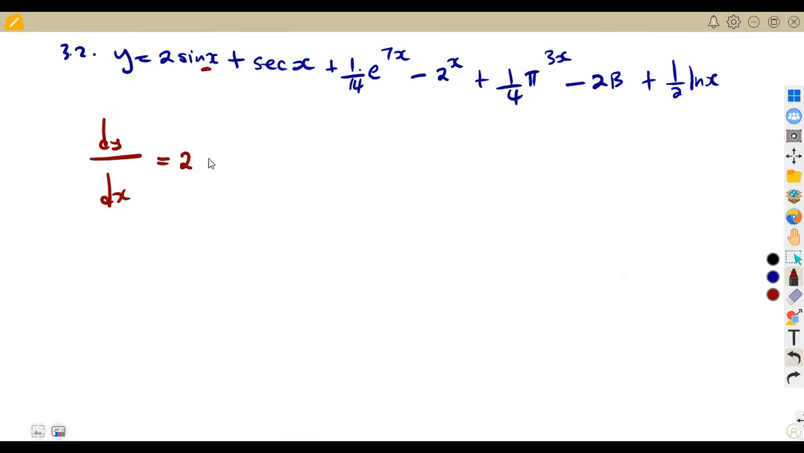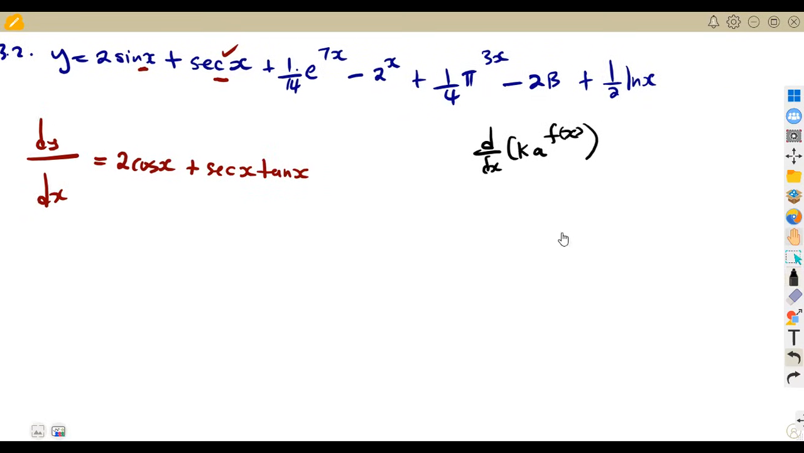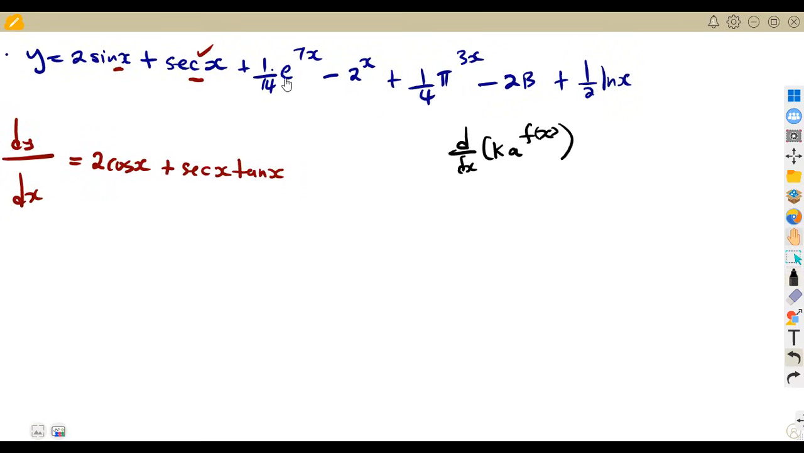So it's going to be 2 cos of x. All right, we move on to sec. Remember sec, we find this as sec of x tan of x. All right, then we move on to e to the exponent of 7x. In actual sense, if we are to differentiate with respect to x, k a to the exponent of f of x like this, this is a function of this nature that we are seeing here.